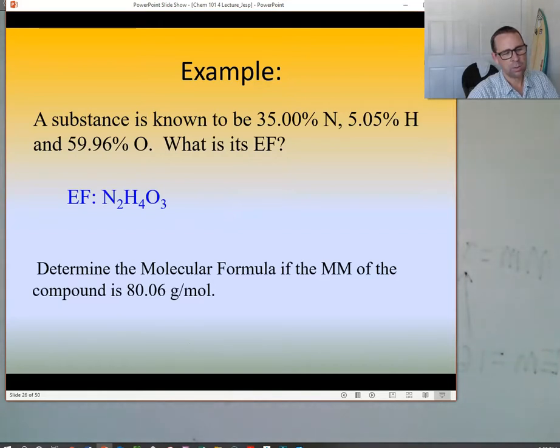Now, we're asked to determine the molecular formula of this compound. So we know that the empirical formula is N2H4O3, and we want to determine the molecular formula of the compound. Now, they do tell us that the molar mass of the compound is 80.06. So, how can we determine what the molecular formula for the compound is? What do you think?